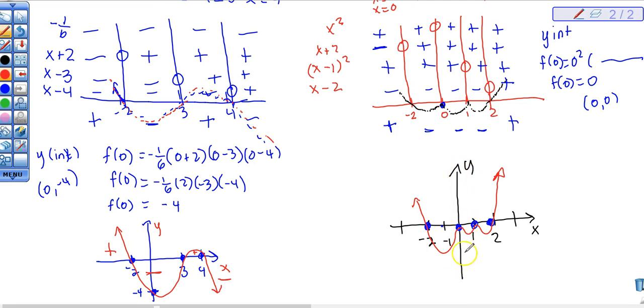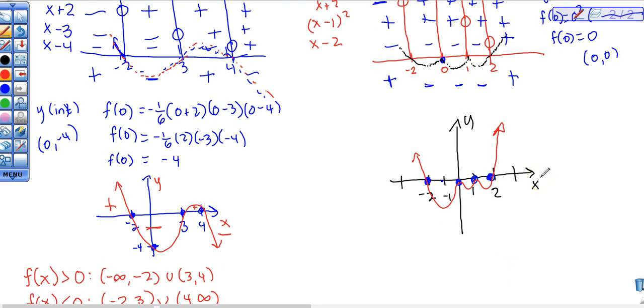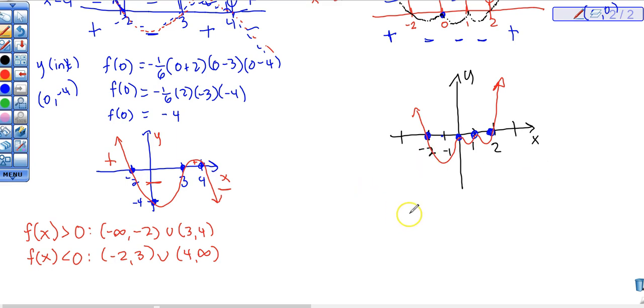You'll notice that I didn't put a scale on my y-axis. So this could be a fairly accurate graph. Of course, you could test it on Desmos to see how you do. But there it is. Let's give our positive intervals and our negative intervals, or where our outputs are positive or negative, excuse me.